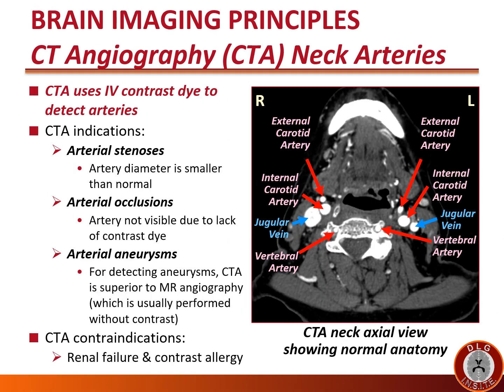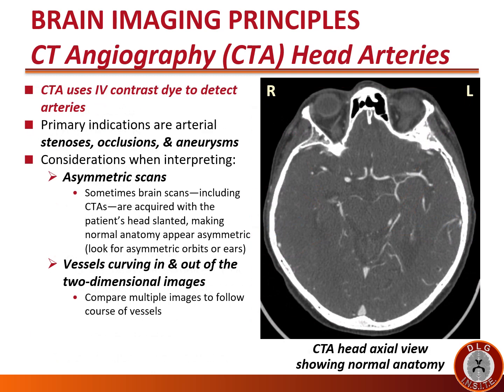CTAs are obtained in axial views, just like other CT scans. In the image to the right, the CTA neck shows normal anatomy, including the vertebral arteries within the vertebral processes, the jugular veins, the internal carotid arteries, and the external carotid arteries, as depicted by the arrows. CT angiography, or CTA of the head, likewise uses IV contrast dye to detect arteries. And once again, the primary indications are arterial stenoses, occlusions, and aneurysms.